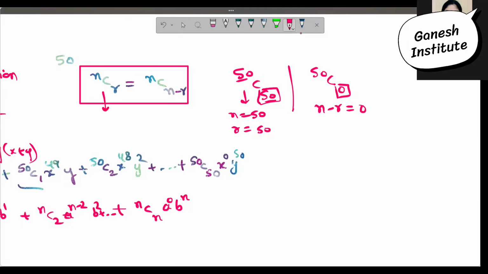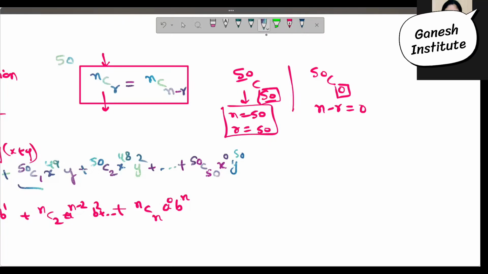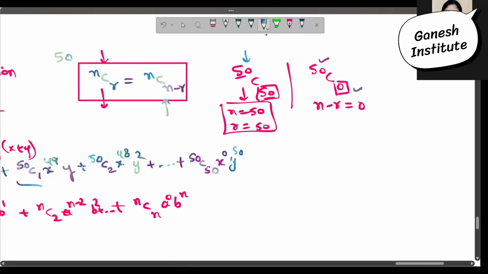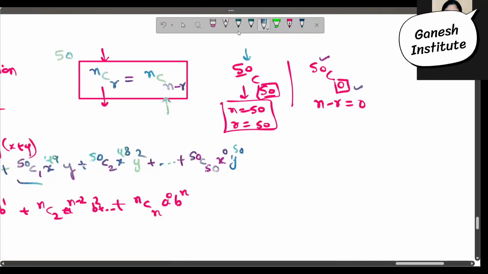I have considered N as 50, R as 50. So what is my NCR? It is 50C50. And what is my NC(N minus R)? N is 50 here, C0, right? Let's check whether I'm getting the same answer or not.